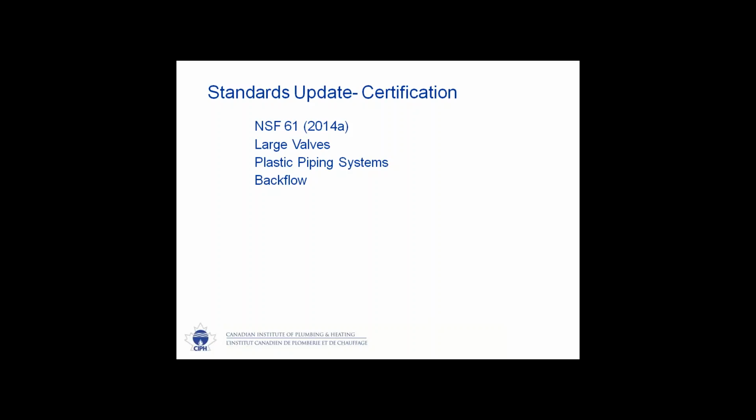The next item he has on the board there is large valves, and the issue is with valves greater than 1 inch. Valves greater than 1 inch are not included in the scope of the CSA B125 standard, and therefore typically weren't certified to the mechanical plumbing standards in Canada. In the past, these types of devices often carried a certification to the NSF 61 standard. However, when the NSF 61 standard was updated to include low lead requirements, the valves did not meet these low lead requirements and were delisted.